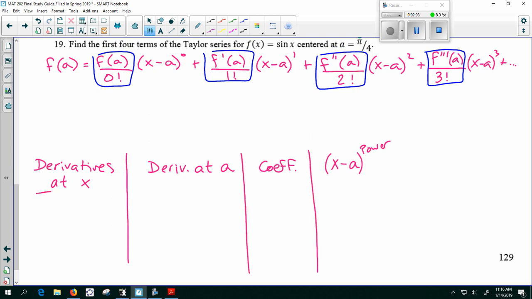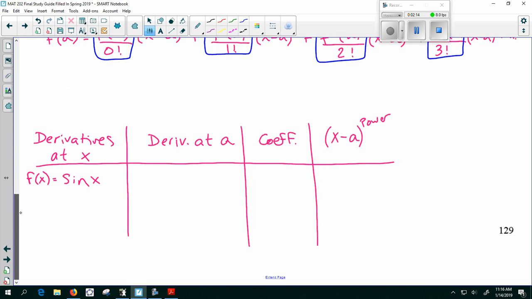Okay, so I'm going to start by finding the 3 derivatives I need. So f of x is sine x. I need f prime, f double prime, and f triple prime. So the derivative of sine is cosine. My second derivative would be the derivative of cosine, which is negative sine. And then my third derivative is the derivative of negative sine, which is negative cosine.